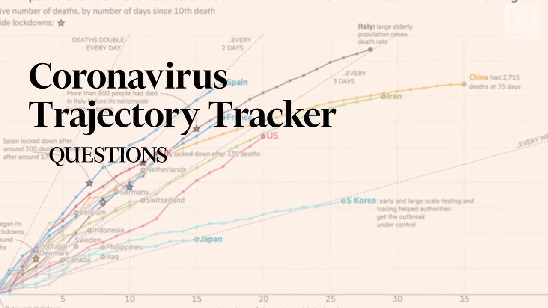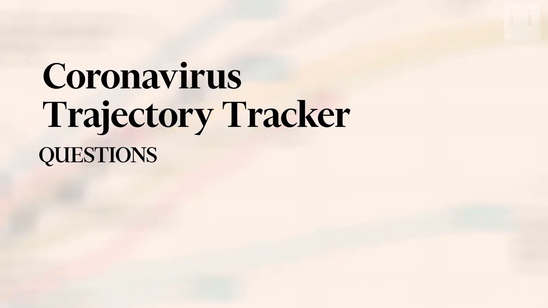A lot of people have been asking why we designed and built the FT's coronavirus trajectories tracker. And some of these questions come up time and time again. So we just wanted to take 5 of these and go through the explanations with you today.